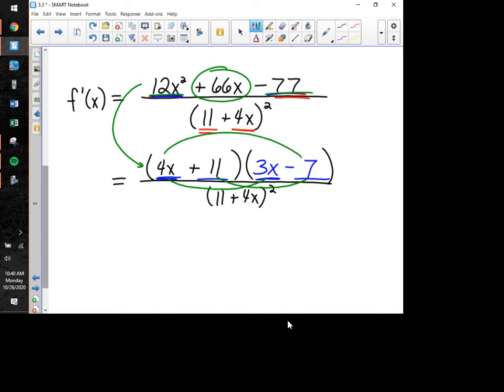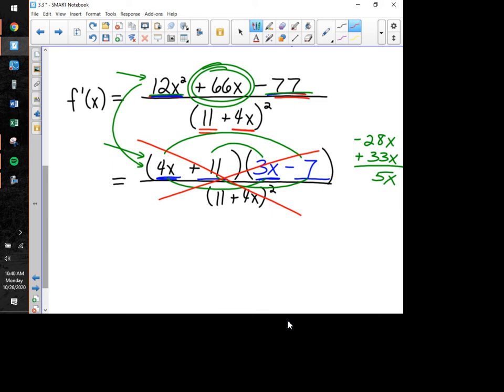4x times a minus 7 is a minus 28x. 11 times 3x is a plus 33x, which combine to make 5x, not the 66x that we needed them to be. So we took a shot, everybody, but that numerator did not factor into what we needed it to be able to simplify this expression. So let me be clear about what's happening. The numerator up here, let me point to this again, this numerator does not factor into this. So all of this was wrong.